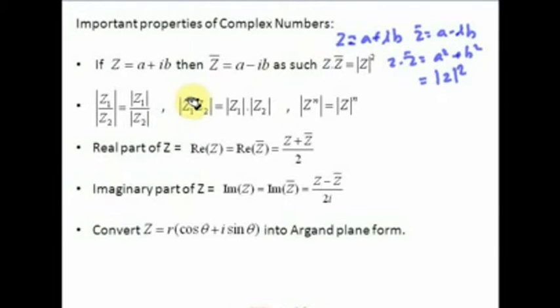The modulus of z1 into z2 is equal to modulus of z1 into modulus of z2. Modulus of z raised to n is equal to modulus z raised to n. This can be proved by considering the equation of z1 in polar form.